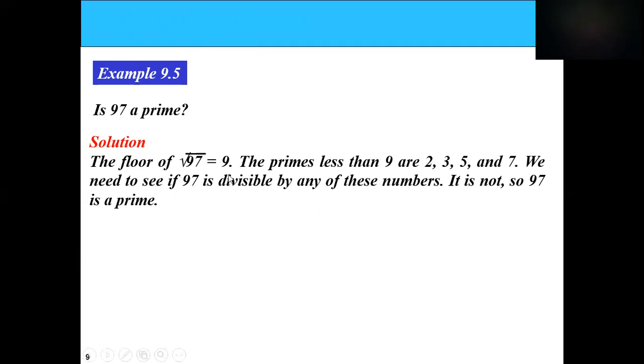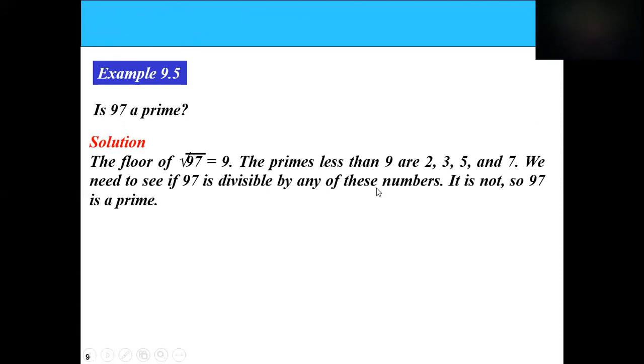So for 97, first we have to take the square root and then we see the primes less than 9, which are 2, 3, 5, 7. If 97 is divisible by any of these primes, then we can say 97 is not a prime. If it is not divisible by any of them, then we can say 97 is prime.